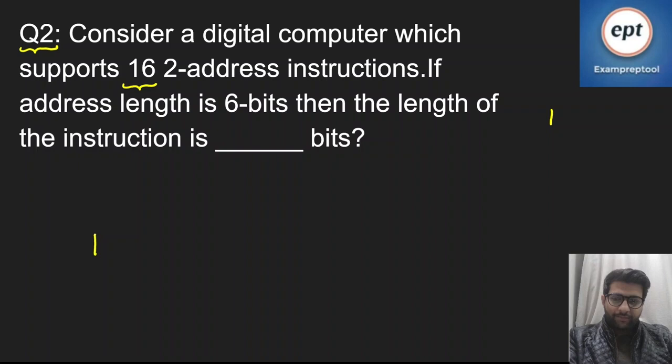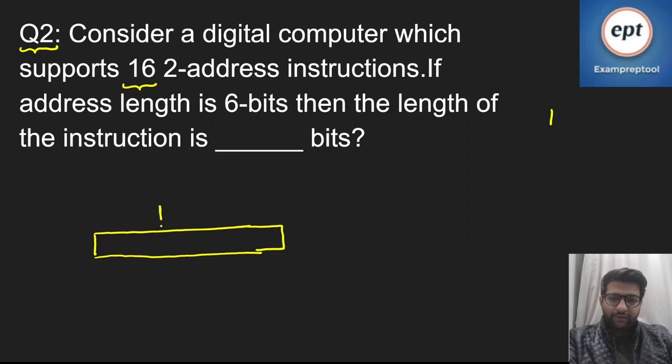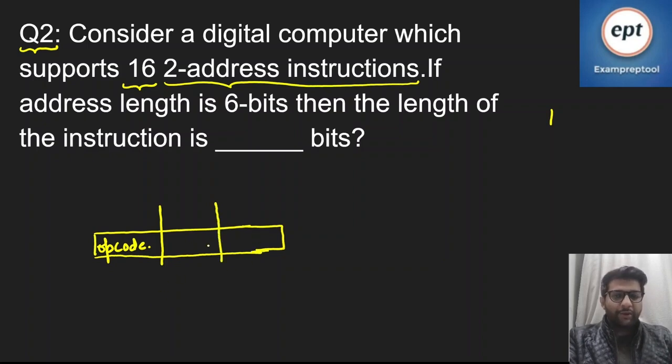First of all, when you see such questions, draw the format of the instruction, right? Every instruction will first have the opcode and then the information about the operands. Here we have not mentioned anything about the addressing modes, so we will skip them. It is a two-address instruction. What is a two-address instruction? It means that there will be two fields for the operands, right?